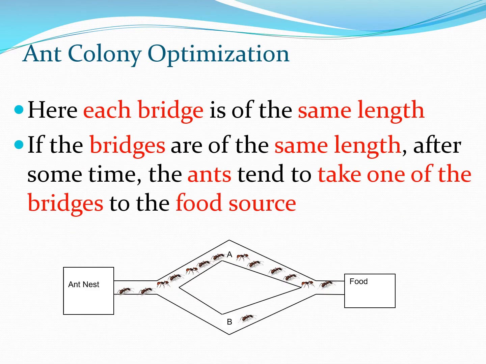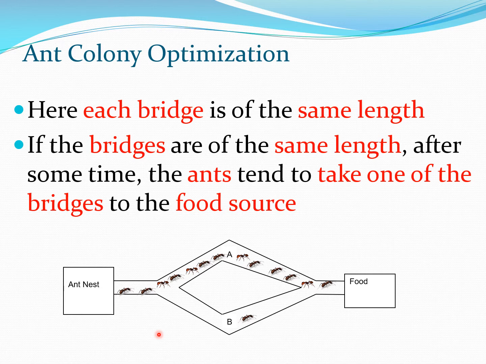So we will look at two versions of this bridge. One of the versions is a bridge which has the same length. So here you see the ant nest is here, the food is here, and we have these two bridges, that's the double bridge, and both these bridges have the same length.